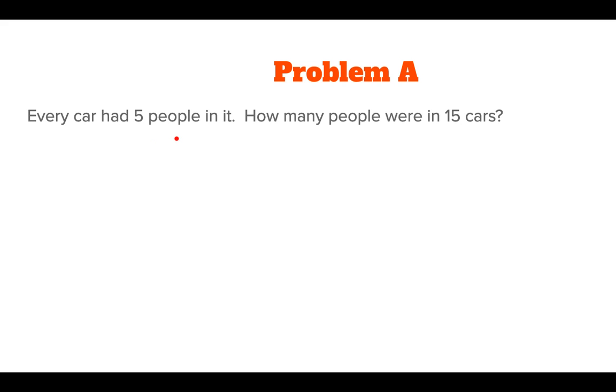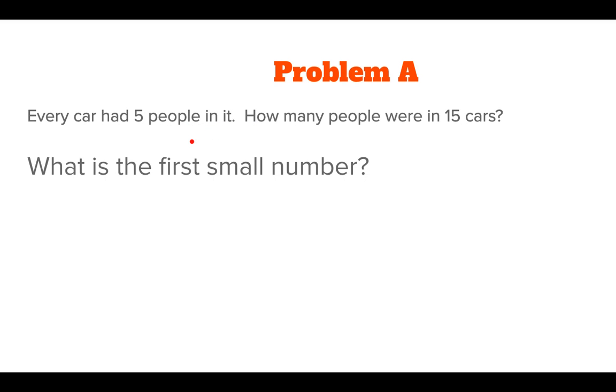Problem A. Every car had 5 people in it. How many people were in 15 cars? So what's the sentence that tells us the first small number? There are 2 sentences. It's this sentence, right? Read it with me. Every car had 5 people in it. And what's going to be our first small number? Our first small number is going to be 5.